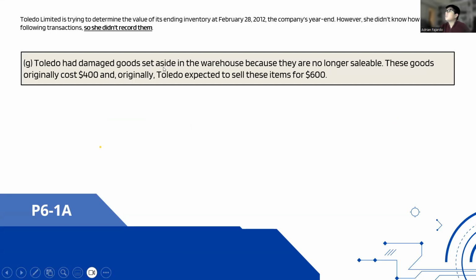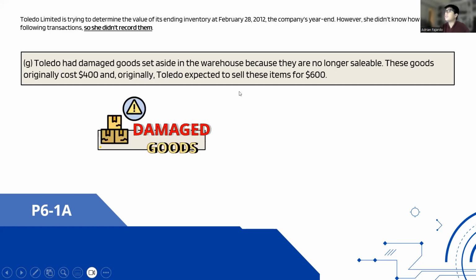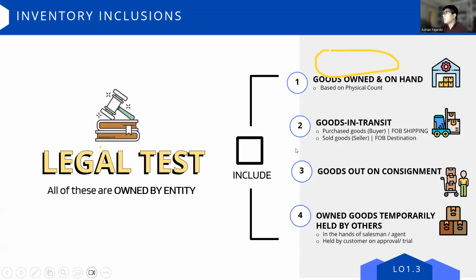So last, had damaged goods set aside in the warehouse because they are no longer saleable. These goods originally cost... So do we include damaged goods? Pag damaged goods, we exclude because they are no longer saleable. So, pag no longer saleable and they're damaged goods, we exclude sa inventory. So, basically, ganun lang yung types of questions and exercises that you can expect when it comes to inventory inclusion.